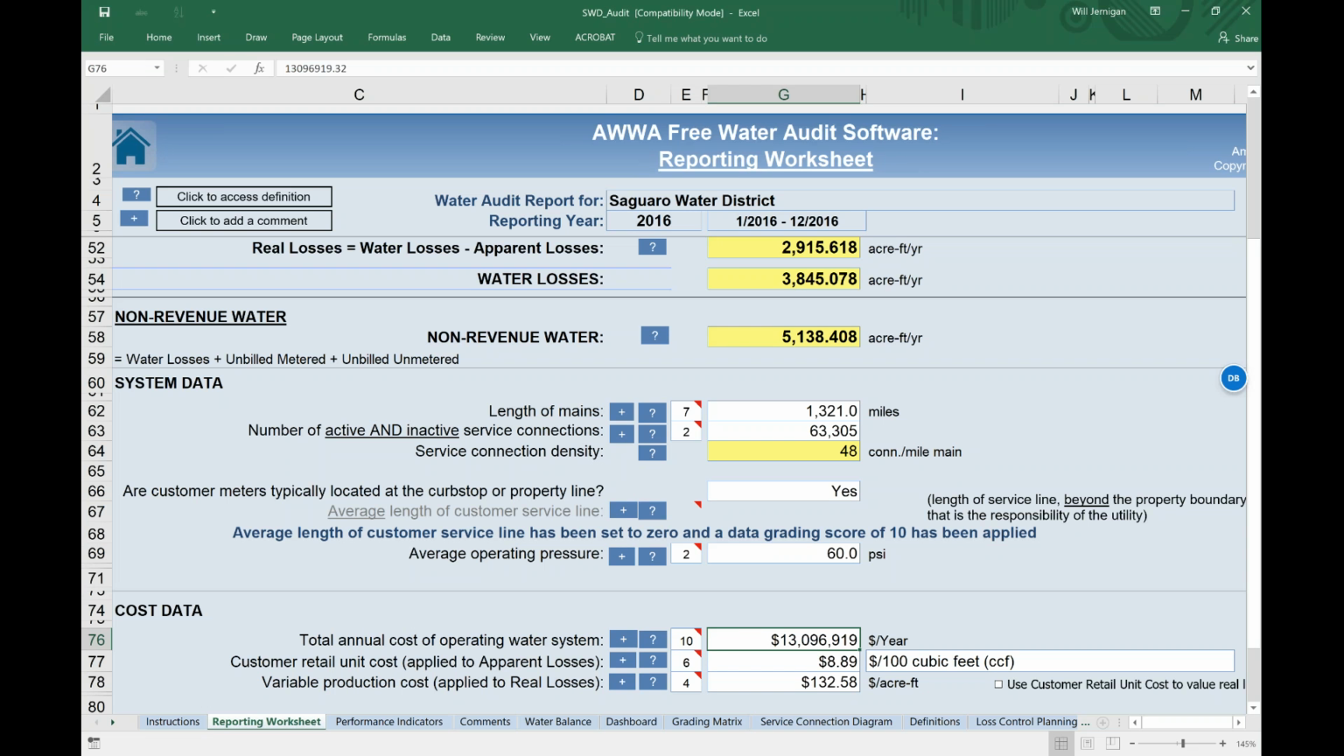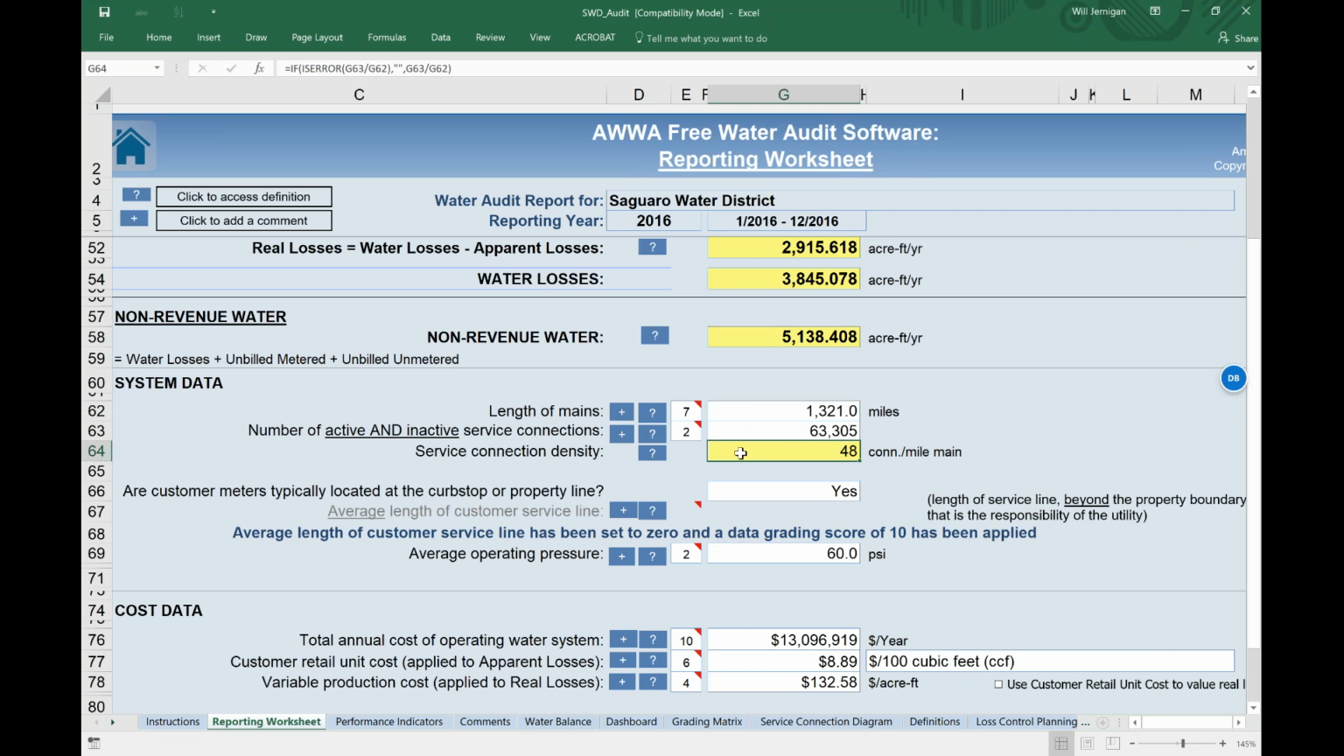So for service connection density, the number of connections, is there a formula that you guys may use? Because we have, like, the length of mains, we have 33 miles of mains, and we have our service connections, but to sit down and try to really figure out what the service connection density is, or does that automatically populate?